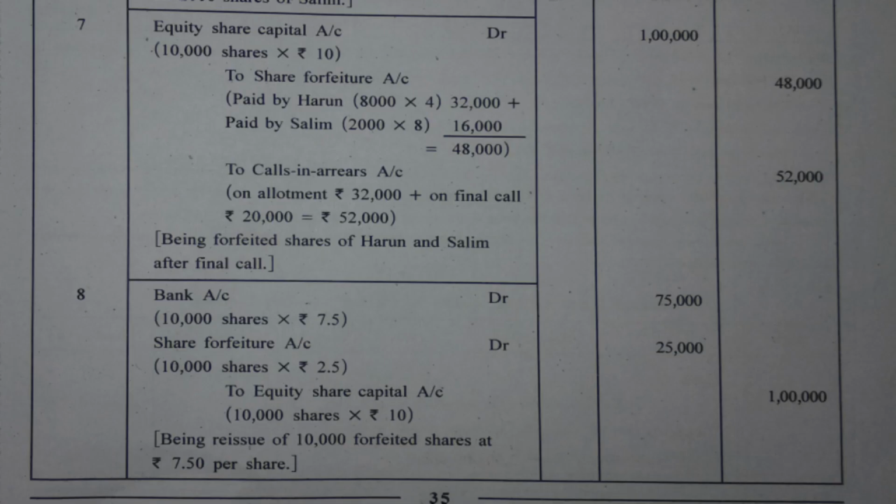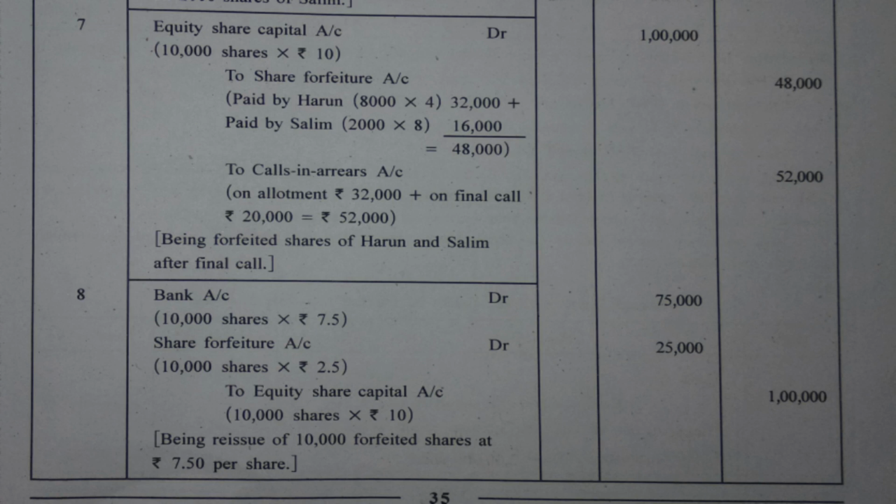Yes, the journal entry for reissue, journal entry number 8. Bank account debit, 10,000 shares have been reissued at 7.5 rupees. So it is 75,000. What is the amount of discount offered? Share forfeiture account debit, 10,000 into 2.5. So this is 25,000 rupees. Yes, this is the journal entry for reissue.